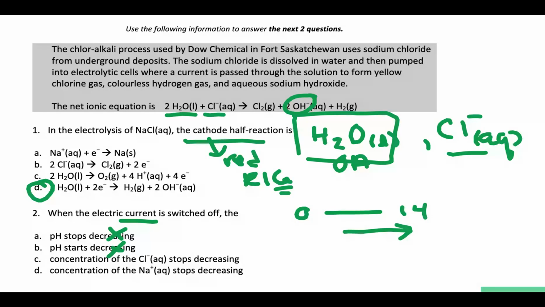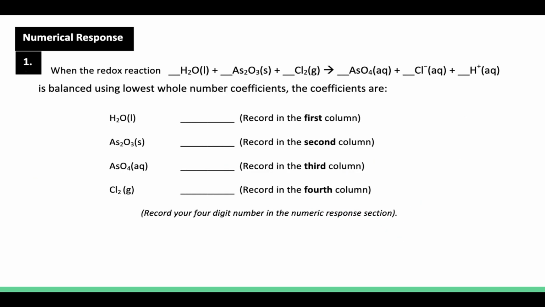C, talking about the concentration of the Cl-, would stop decreasing. That would be the answer because the Cl- is a reactant and it's being used up as the reaction takes place. This last one, D, about the concentration of Na+. Well, in this equation, this is not part of the redox equation. So Na+ was present, but it's not what's in our reaction. So the answer there was C.